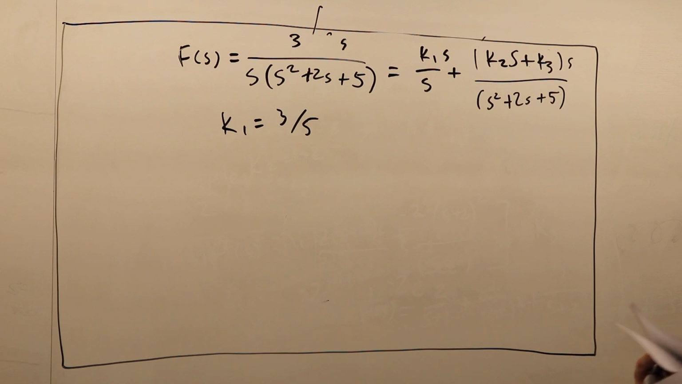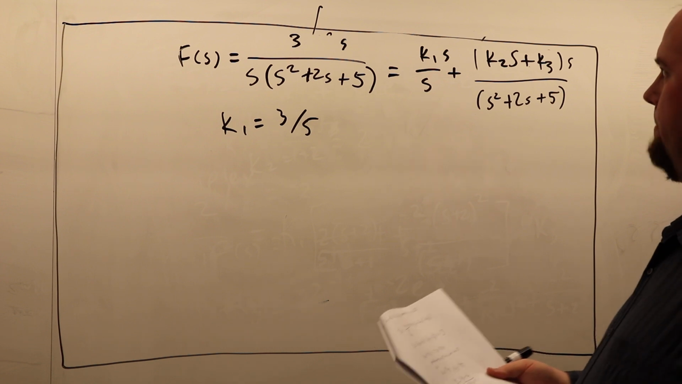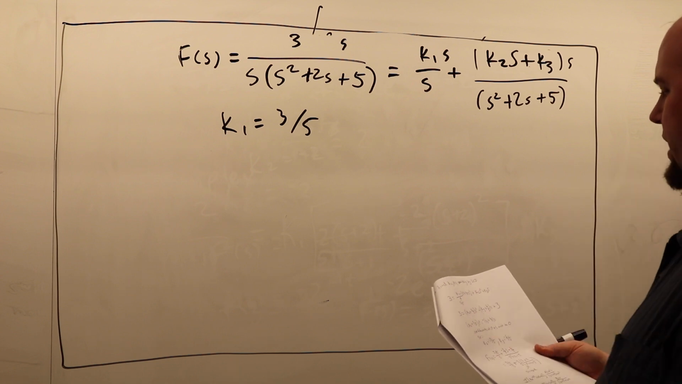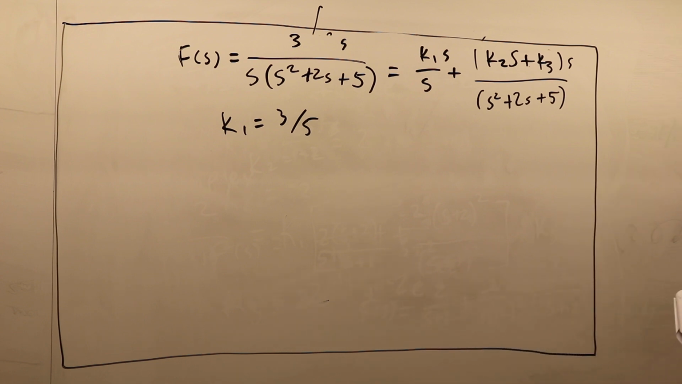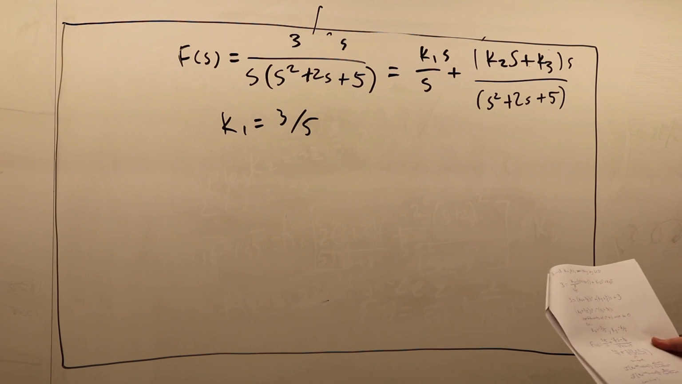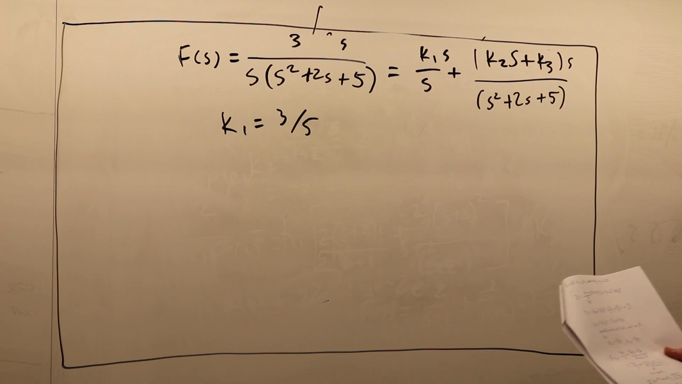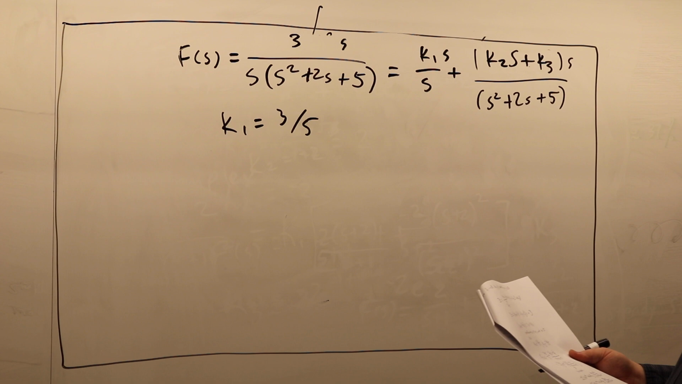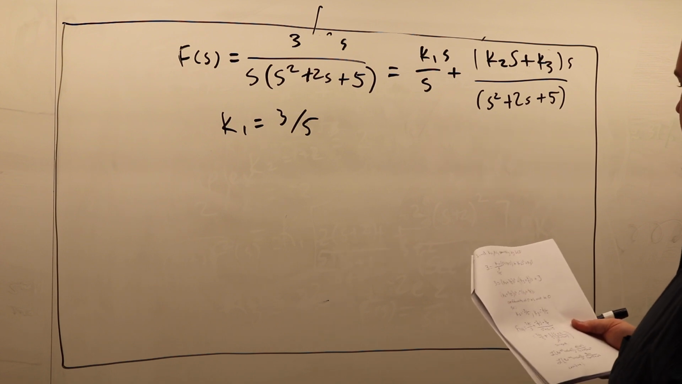So the question now is, how do we find k2 and k3? The solution is to take this expression and multiply it by its least common denominator, or lowest common denominator, I can't remember.